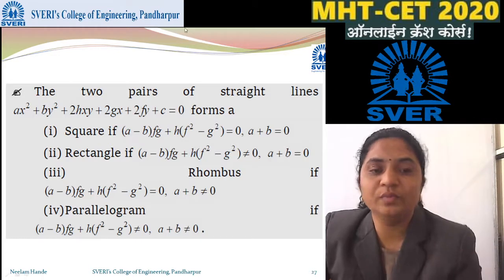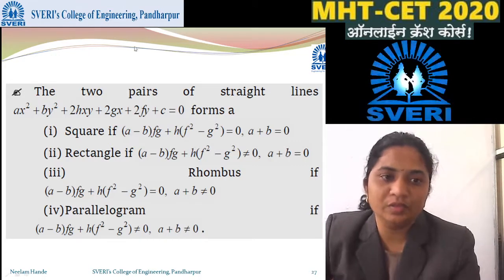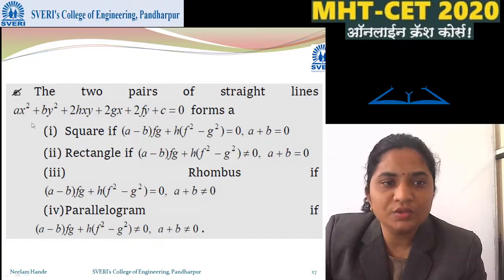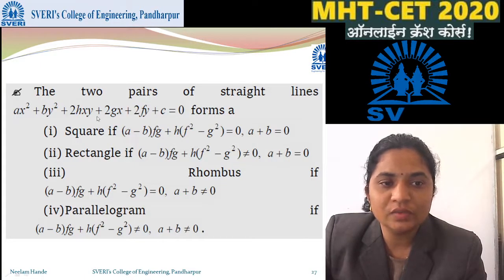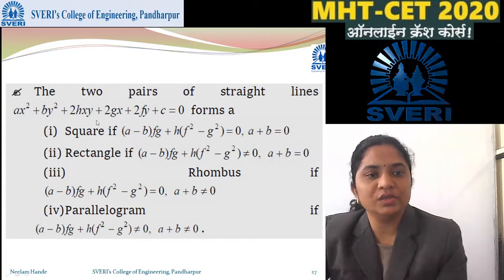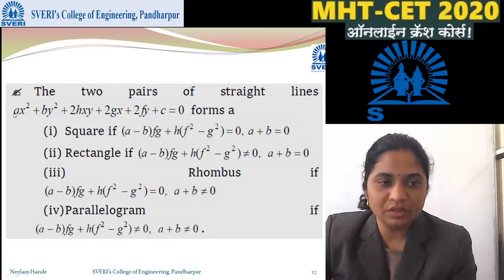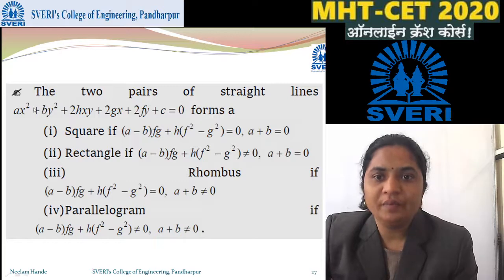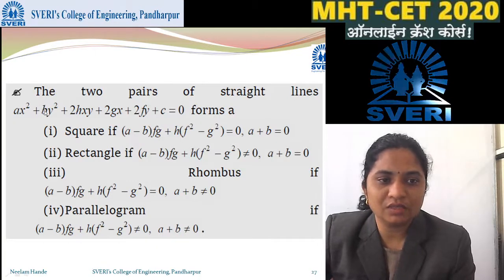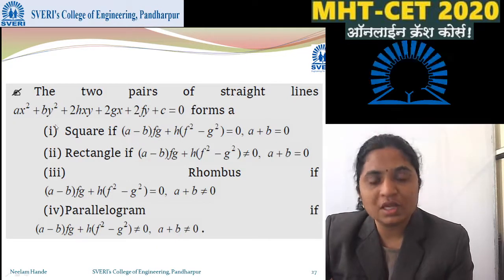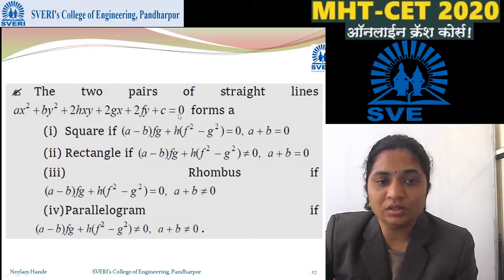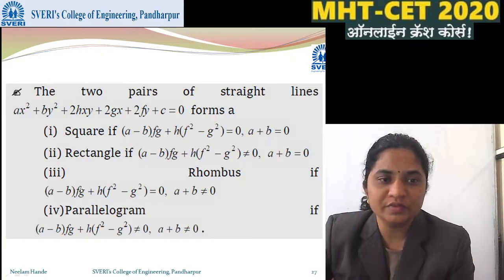Okay, this is very important. We should see this formula. The general second-degree equation ax square plus by square plus 2hxy plus 2gx plus 2fy plus c equal to 0 forms a pair of straight lines. You have to remember this equation. This is the pair of straight lines equation. Henceforth, any equation we have, we compare with this equation for the pair of straight lines.